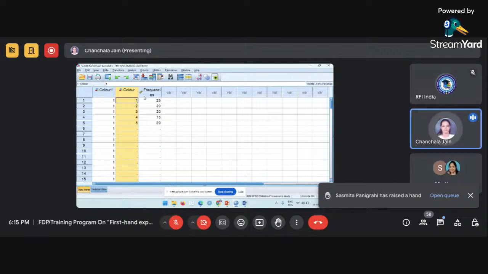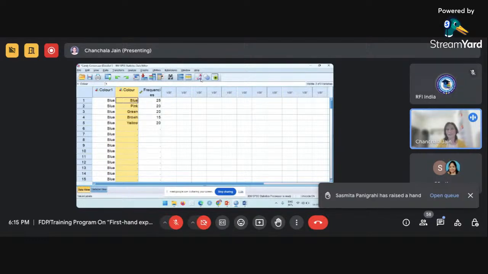Coming to the next, if you have the data in this particular form, that means your categories are clearly mentioned. You can check this. Once I click on this label value icon, it is showing me 1 for blue, 2 for pink, 3 for green, 4 for brown, 5 for yellow. So you can see it is clearly showing that these are the frequency counts. Now, if you have data in this form, how can you perform the chi-square goodness of fit?